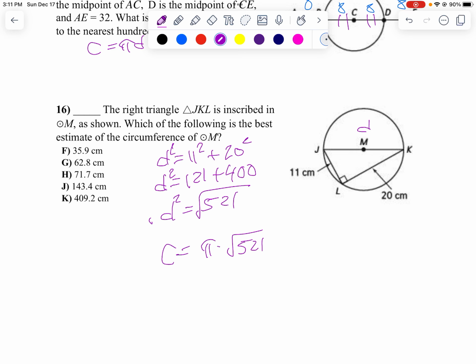And we'll use our calculator again. So you go pi times the square root of 521 on your calculator. I get about 71.7. And so H, I think, is our closest answer here. And there we have that one.